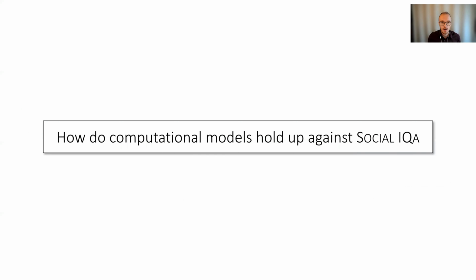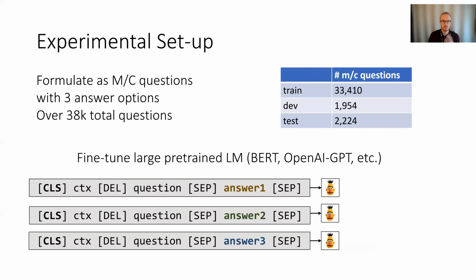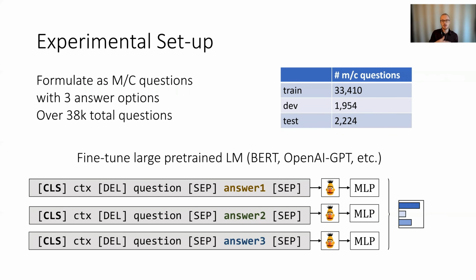So now I want to quickly talk about how computational models can hold up against SocialIQA. Here it's a pretty standard setup for measuring the performance of our models. We're going to take our full data set of 38,000 questions, split into train, dev, and test, and then we're going to fine tune large pre-trained language models like BERT and OpenAI GPT. We're going to take the context, question, and answers and encode them into our BERT representation, and then run a multi-layer perceptron on top and have a three-way classification in that way.